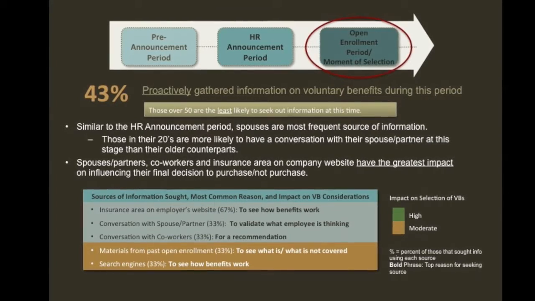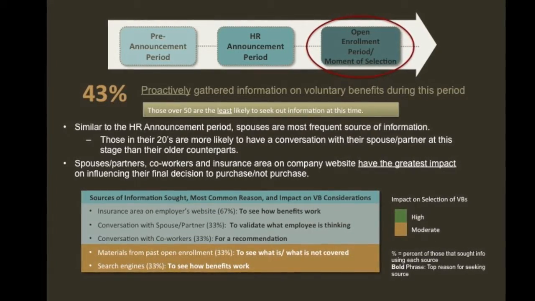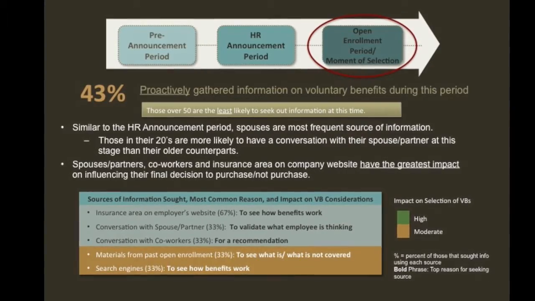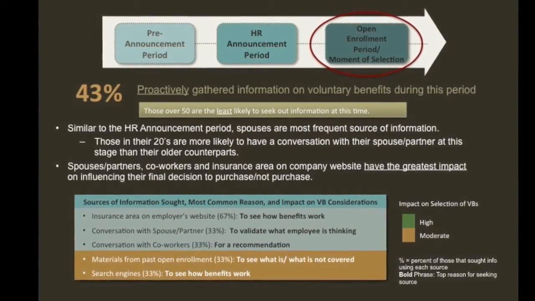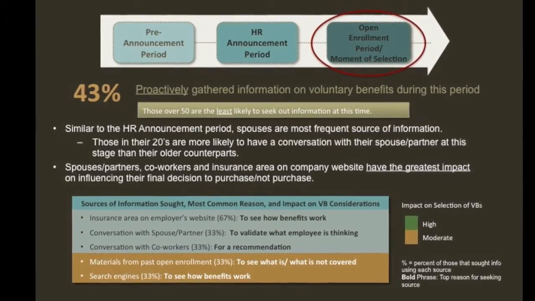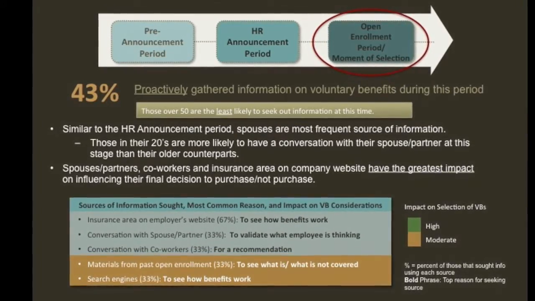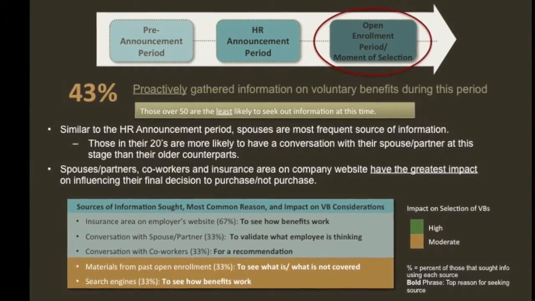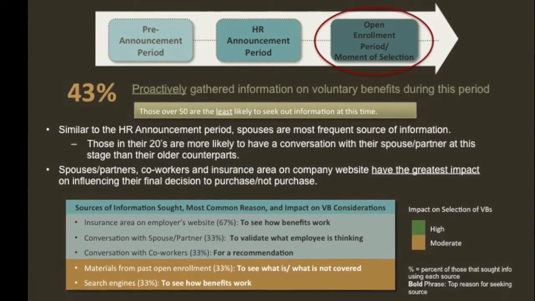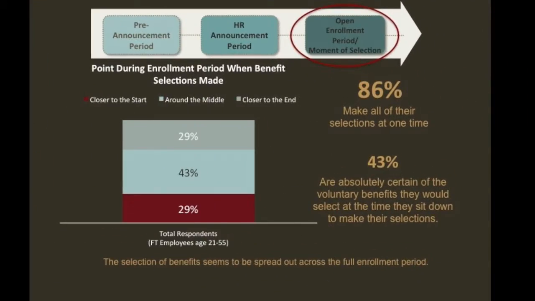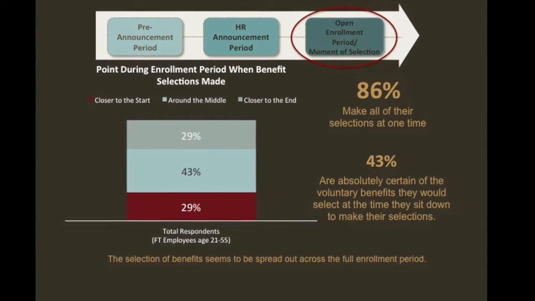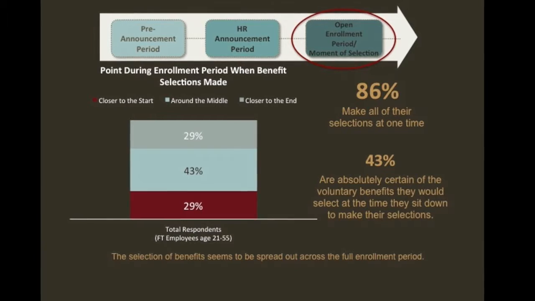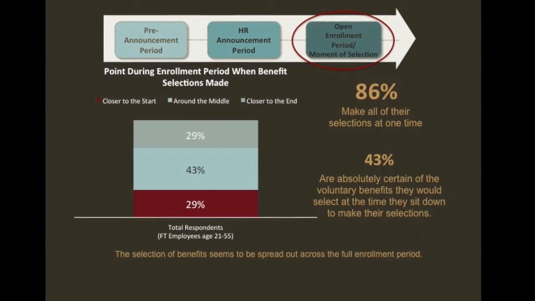43% of respondents said during this phase that they proactively gathered information. That's 7% lower than in the previous phase. And those in their 20s are more likely to have a conversation with their spouse or partner at this stage more than their older counterparts, which I find to be very interesting. I also asked about the time they make their selections, and 86% said they make them all at one time.